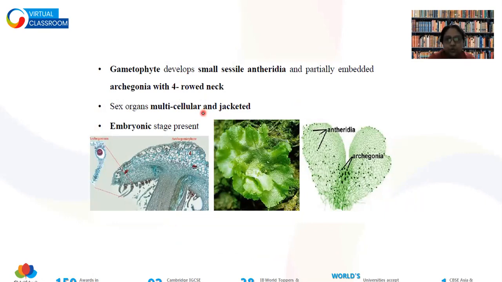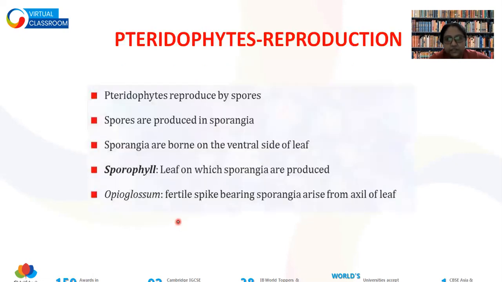That's all about sporophyte. Now we will talk about gametophyte, which is quite dependent, and it is the part which is actually dependent on sporophyte and quite inconspicuous. It is having a small sessile antheridia and a small archegonia with 4 row neck cells. But sex organs are multicellular and jacketed, and embryonic stage is present.